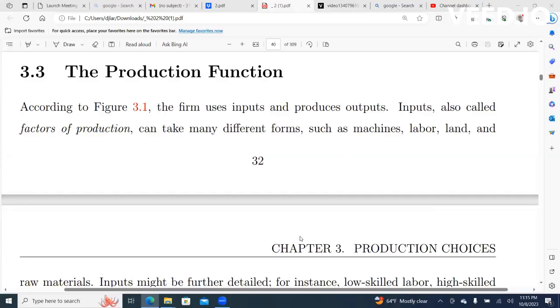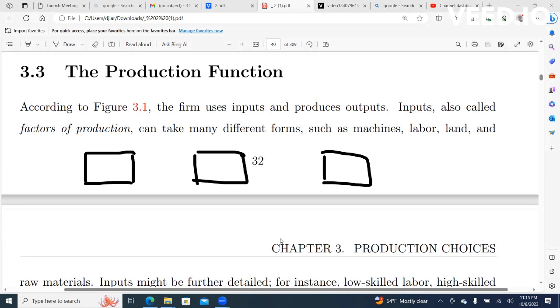Okay, so the production function, according to figure 3.1, we don't really need to review. There's so much later that's way more important, but they don't write it this way. This is just the firm, and these are the inputs, these are the outputs, things like that. So that is figure 3.1 right there.